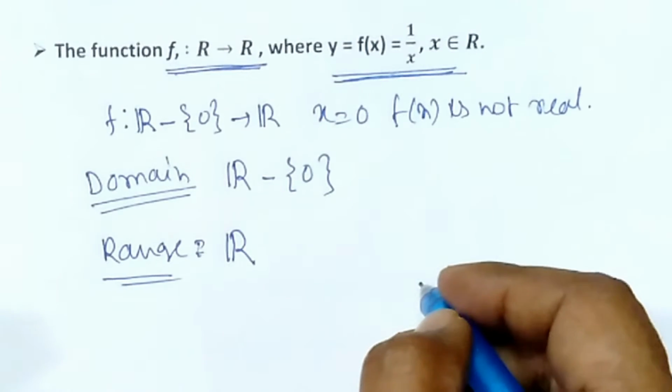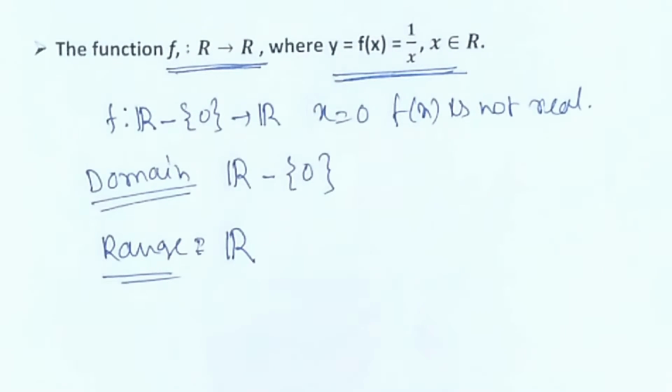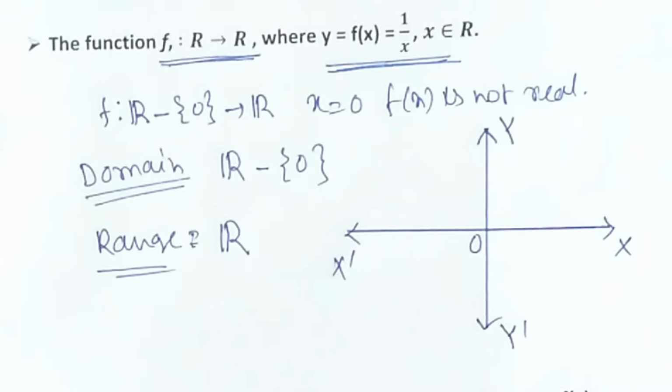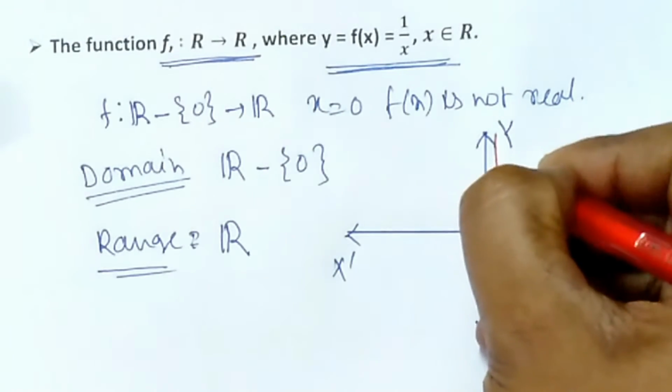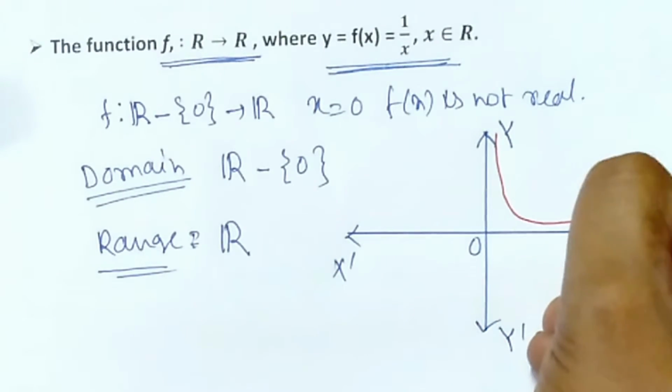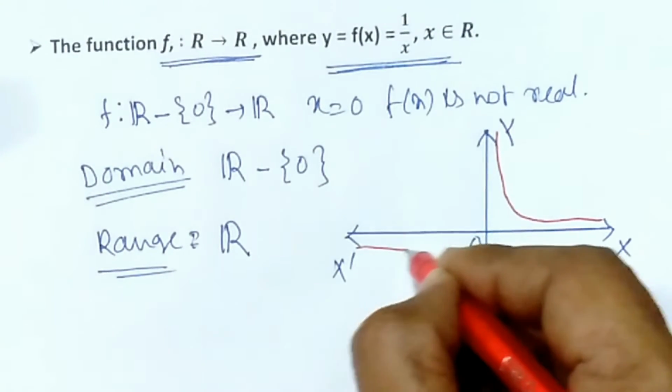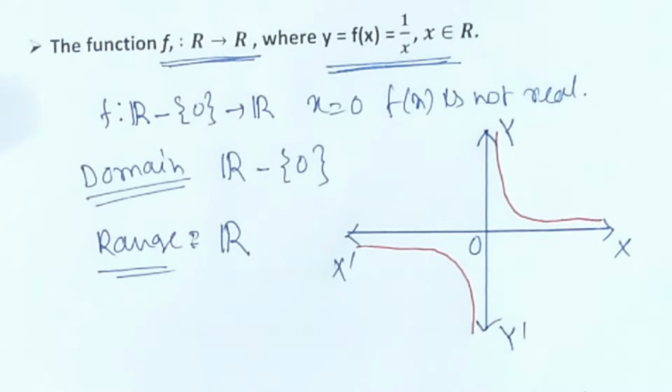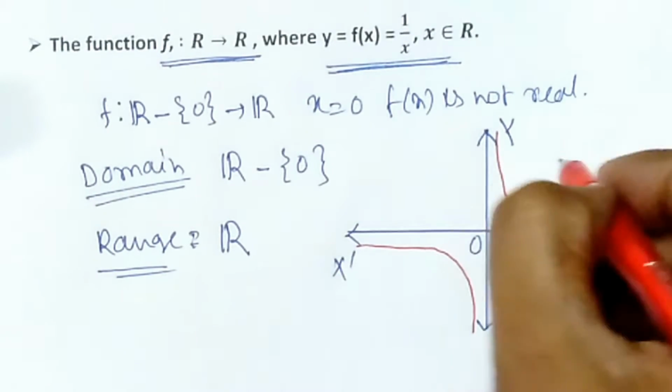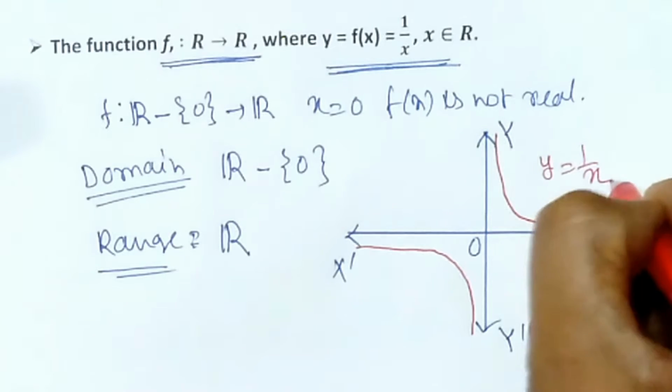If we draw the graph of this function, then the graph of this function will be like this. This is the graph of y equals 1 upon x.